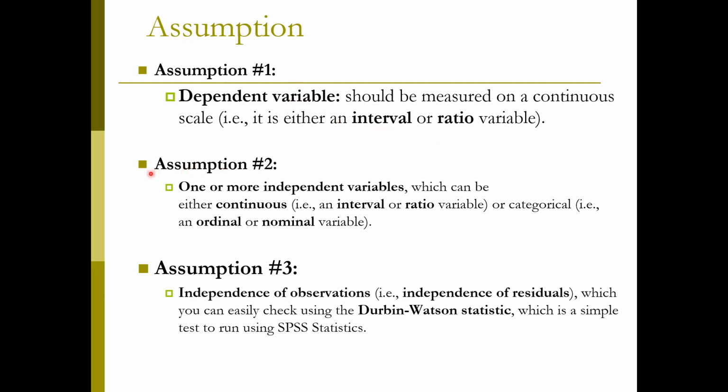Number two, you must have one or more independent variables. And the variables can be continuous, that is interval or ratio, or they can be categorical, that is ordinal or nominal values. Assumption number three, there must be independence of observation. That is independence of residual. And this can easily be checked in SPSS using what we call the Durbin-Watson statistics. Very easy to perform.